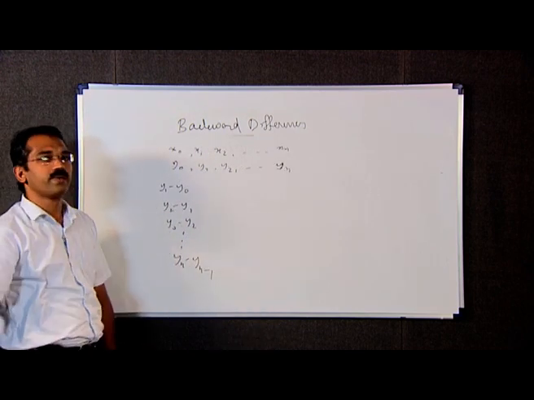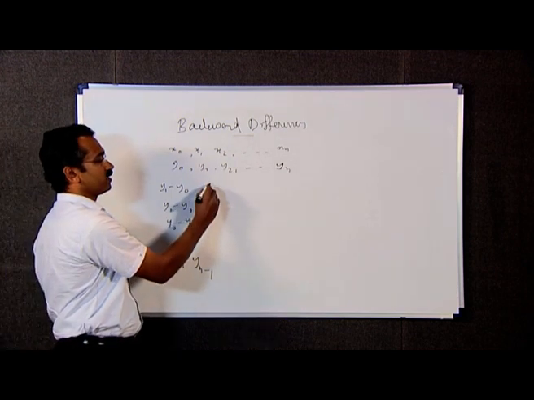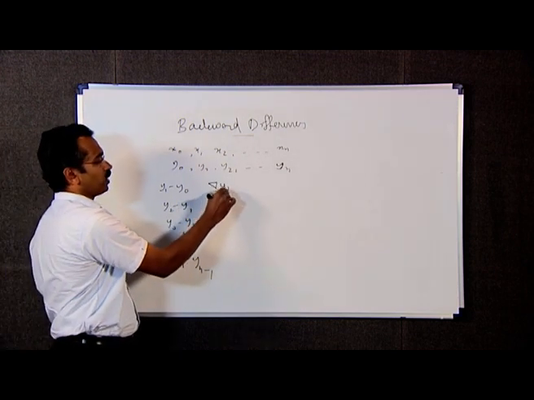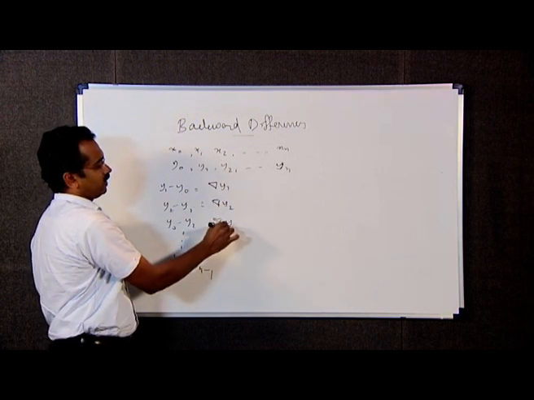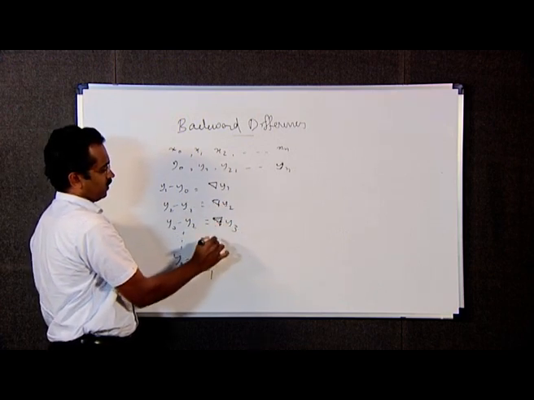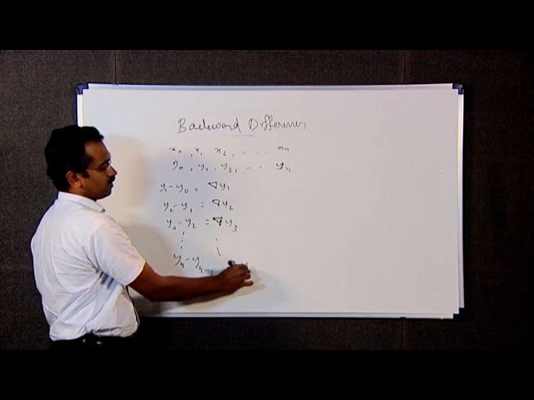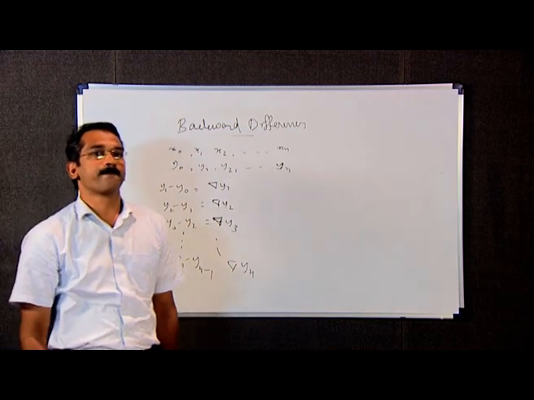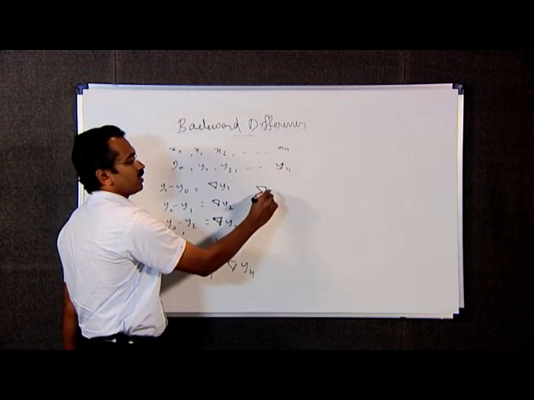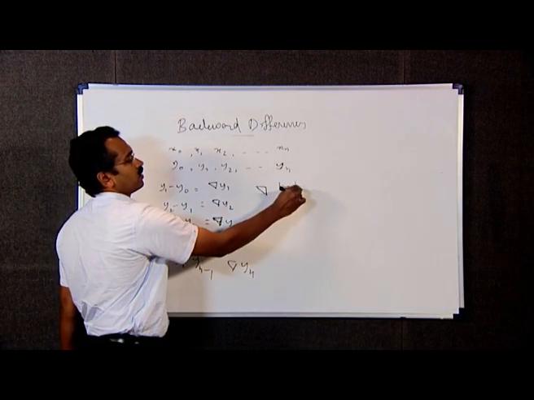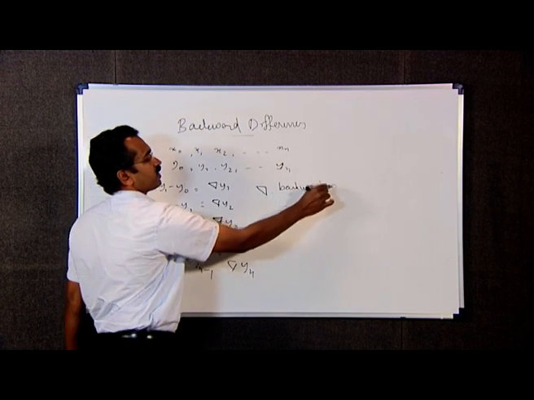These are called the backward differences if they are denoted by del y 1, del y 2, del y 3, etc., in general del y n. Here the operator del is known as the backward difference operator.